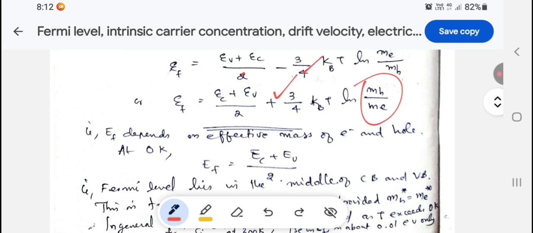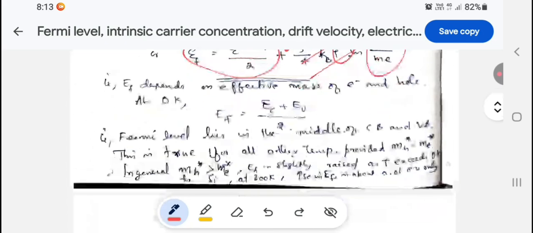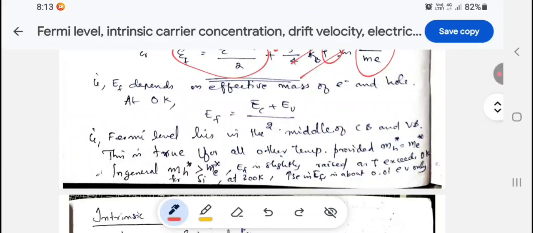That is, the Fermi level depends on the energy of the conduction band and valence band, that is the topmost filled level of the valence band and the bottommost level of the conduction band, the conduction band edge and valence band edge energy. Then it depends on the effective mass of holes and electrons, and at the same time on the temperature also. So EF depends on the effective mass of electrons and holes. Then at zero temperature this term vanishes. So the remaining term will be only EC plus EV by 2, that is the half filled level. The Fermi level lies in the middle of the conduction band and valence band at 0 Kelvin.